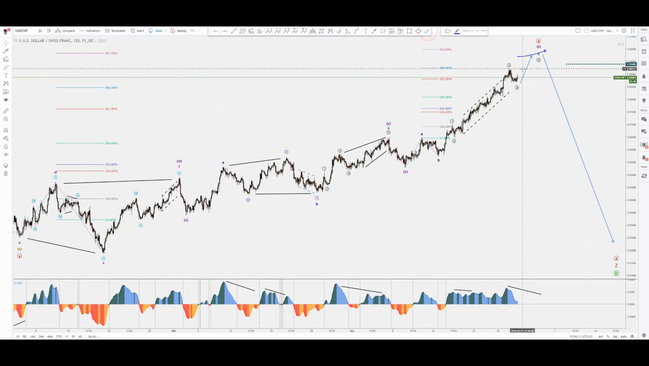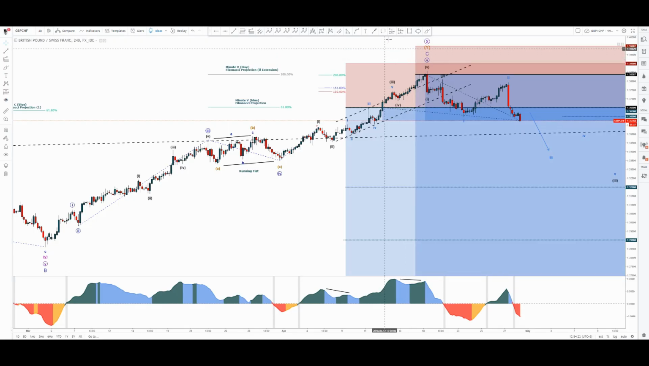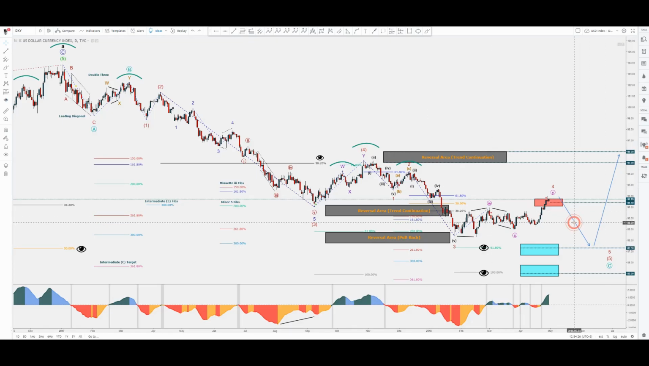So it would be okay for this to turn out to be true, for the dollar to gain strength this week, and then possibly delivering this swing on the dollar index on the daily chart.